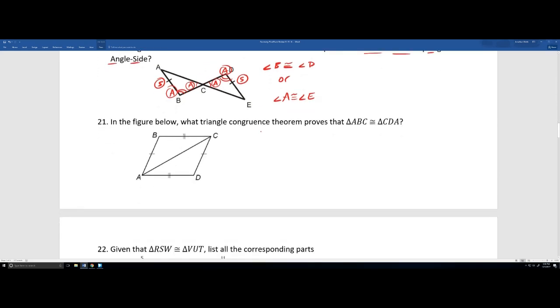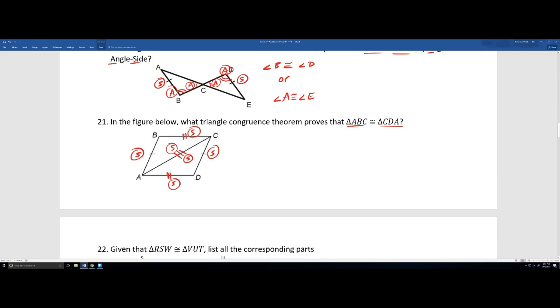All right, number 21. In the figure below, what triangle congruence theorem proves that these two triangles are congruent? Again, this side is congruent to this side, so we get a side there. We get a side here, so we get a pair of sides. We get this side here being congruent with this side here. And then remember the reflexive property. AC is congruent to itself. Okay, so that works just fine.